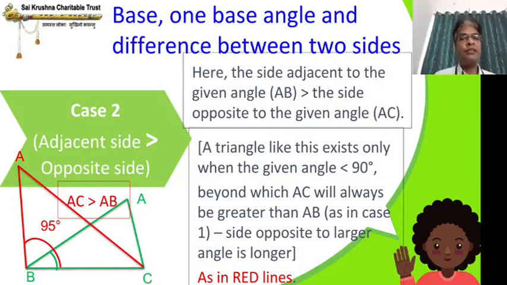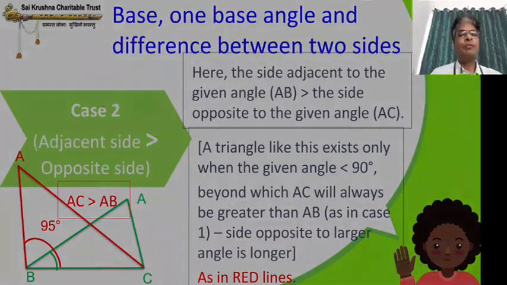Join the line, and then physically measure. If you measure physically, you will see that AC is always greater than AB. You can keep on making that 95 degrees to 100, 105, 170 like that. Everywhere you see AC will always be greater than AB. That means this case 2, adjacent side greater than opposite side will exist only if the angle is less than 90 degrees.